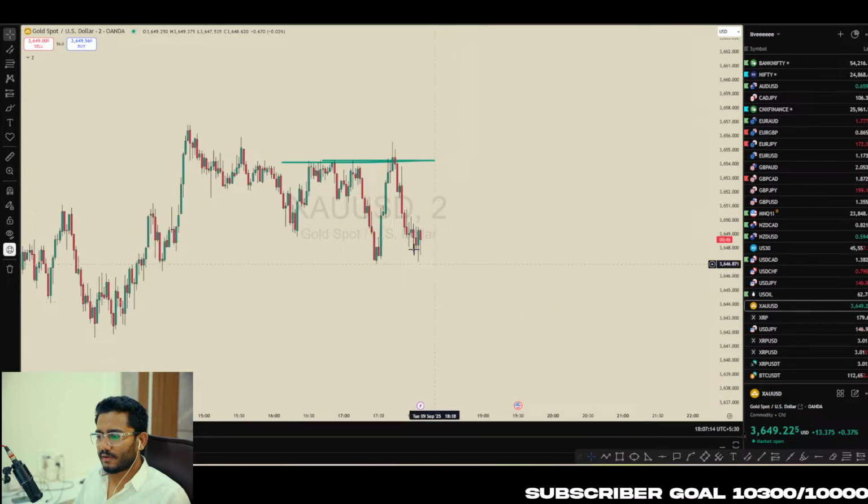We can look for buy side. Like this is a structure break. It reacted from this order block. We could see a buy side reaction.